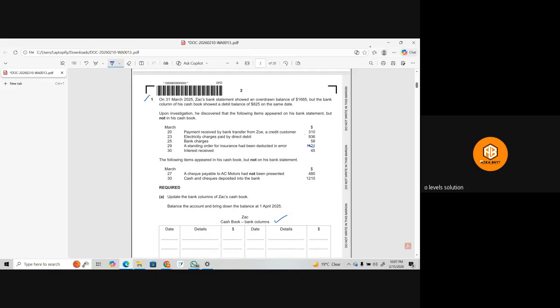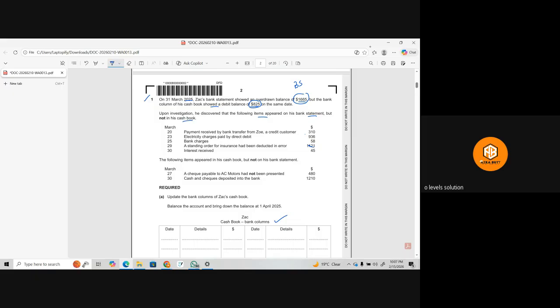Okay, so for example, they are saying that on 31st March 25, Zach's bank statement showed an overdrawn balance of 1665. So this is the balance per the bank statement. Remember that. And this is the credit balance for us, but the debit balance for the bank statement. But the bank column of his cash book showed a debit balance of this on the same date. So the cash book is showing this amount, the bank statement is showing this amount, and this is the credit amount. Upon his investigation, he discovered that the following items appeared on his bank statement, but not in his cash book.